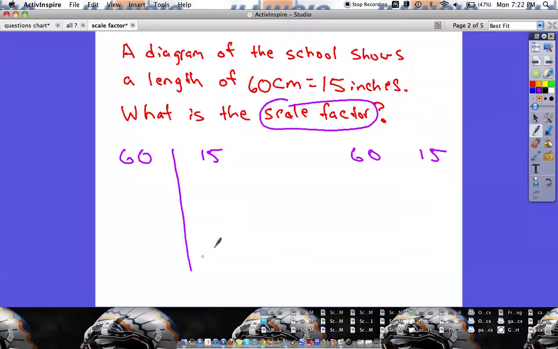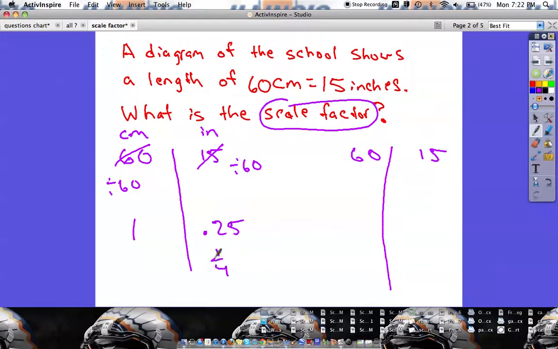So if we wanted to get it so it was 1 centimeter equals how many inches? Well, obviously, to make it 1 centimeter, we're going to have to divide by 60. So if I divide this by 60, you're going to get 1. Now, if I divide this by 60, it's not 60 divided by 15, it's 15 divided by 60. So this is going to be a decimal, and I would get 0.25, which is also 1/4. So we could say, if we were going for the scale factor to be in centimeters, 1 centimeter equals 1/4 of an inch on the school diagram.